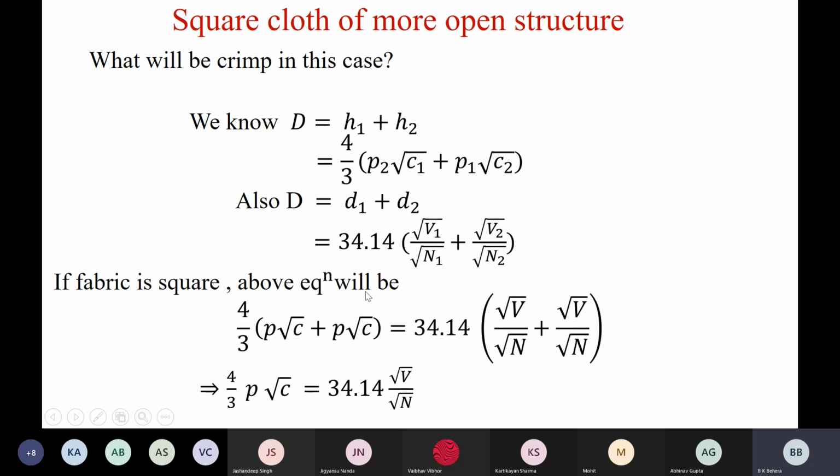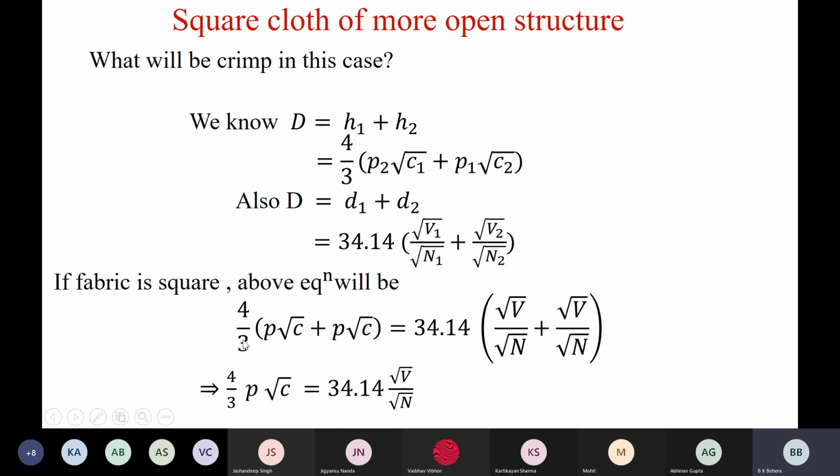Okay. So in this, D1 will be root V1 upon root N1 multiplied by 34.14. Similarly, it will be for D2. When D1 is equal to D2, V1, V2, N1, N2 all become V and N. Similarly, when P1 is equal to P2, C1 is equal to C2, like we are saying here, it is a square cloth. So P1, P2 becomes P, C1, C2 becomes C.